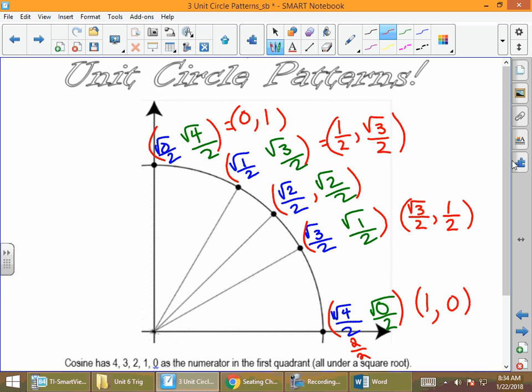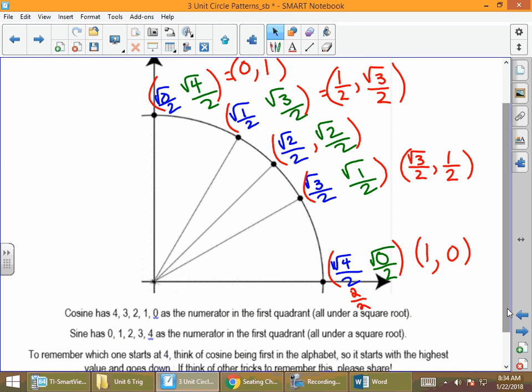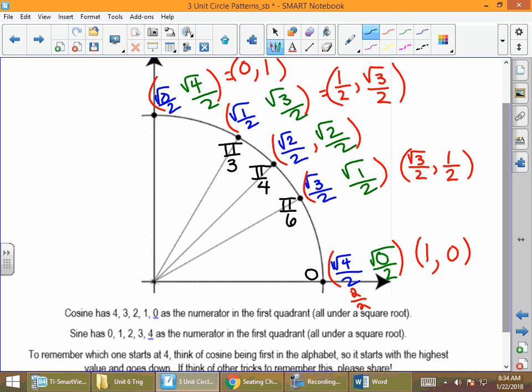Again, another little trick to help us remember the unit circle. But what we also need here when we fill this in is, let's fill in the radians for a little bit more practice. Here's 0 radians. Then this is pi over 6, pi over 4, pi over 3, and pi over 2.